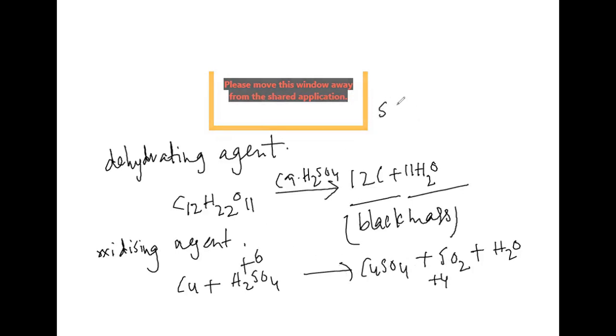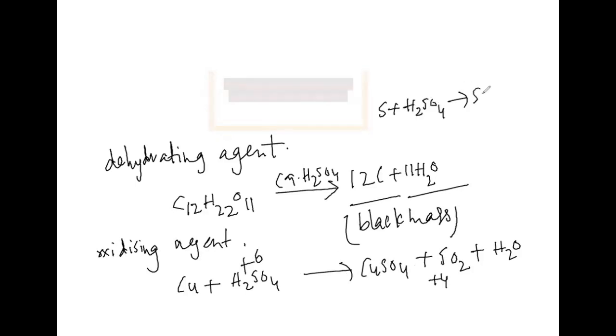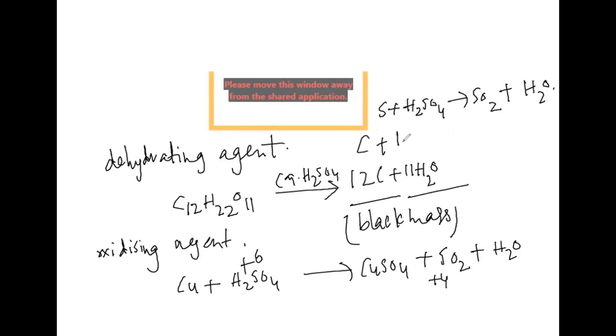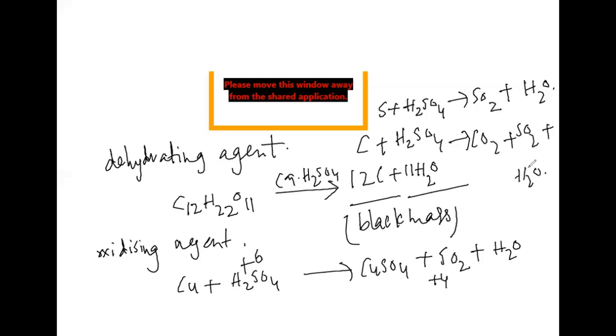Not only this, sulfur, when treated with sulfuric acid, gives SO2 plus H2O. Even carbon, when it reacts with H2SO4, gives CO2 plus SO2 plus H2O. Very good. This is regarding the 16th group. Now let us go with the 17th group.